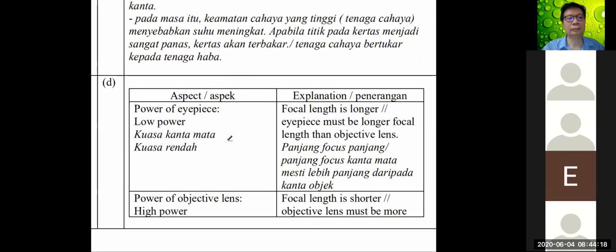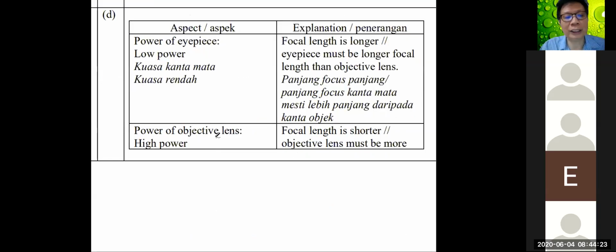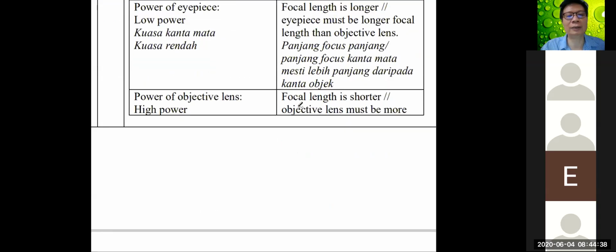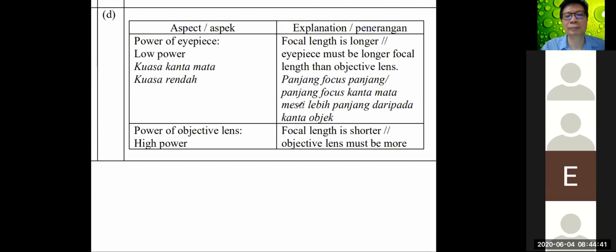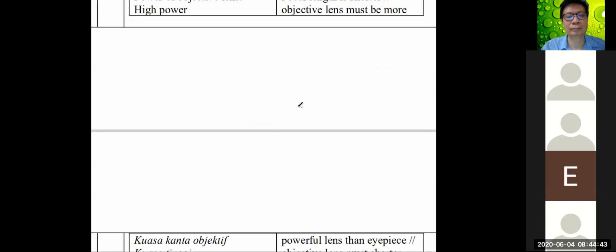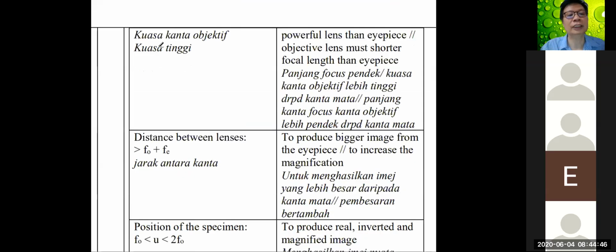Then power of objective lens must be high power. High power, then focal length shorter. This is what you want, must be shorter focal length. Got it now? Okay, next. Just now, objective lens, high power, powerful lens, and eyepiece. Objective lens must have shorter focal length, okay?